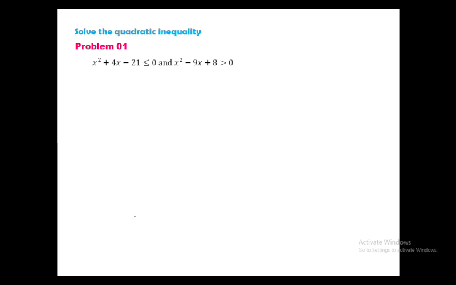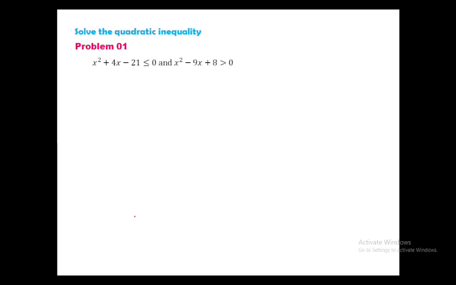In the previous class, we saw one inequality with the less than or equal to symbol or greater than or equal to symbol, the way we have studied. Now it is somewhat different, as it has two inequalities. One is x squared plus 4x minus 21 less than or equal to 0, and x squared minus 9x plus 8 greater than 0. The word and means the solution for both inequalities should be the answer.